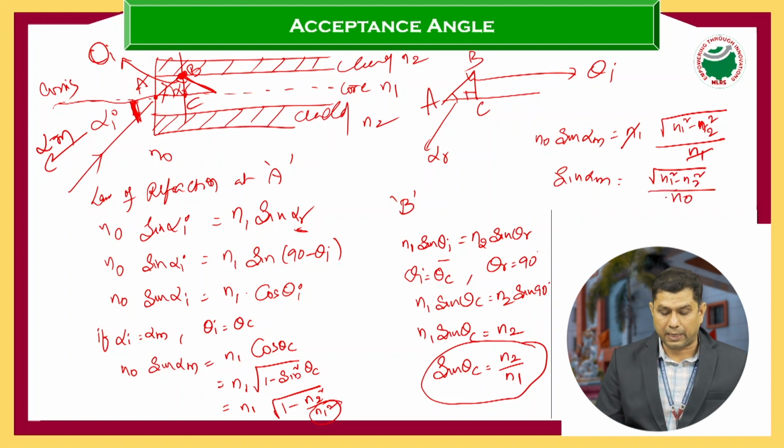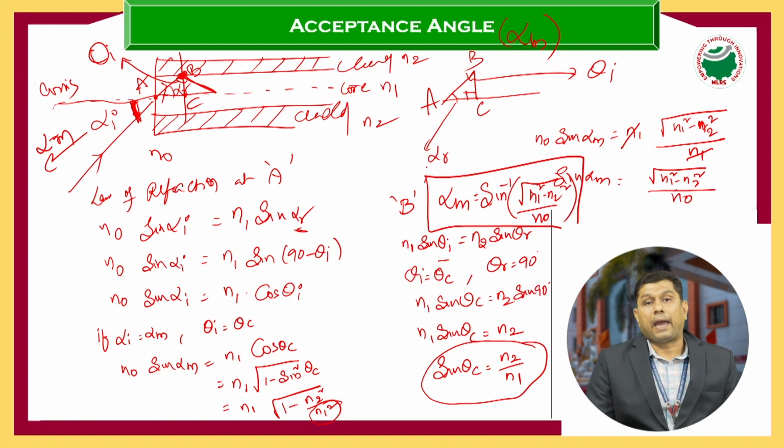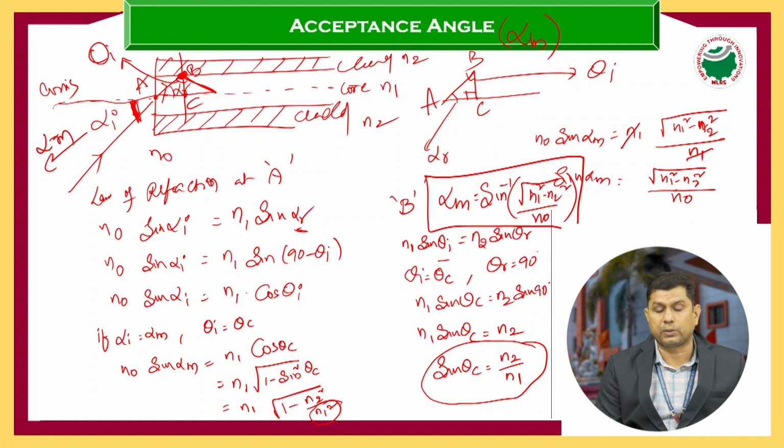Our target is to calculate the acceptance angle. I showed you the acceptance angle as alpha M. From here I need to calculate alpha M. Alpha M equals sine inverse of under root of N1 square minus N2 square by N0. This is your acceptance angle. If you know the refractive index of the core and clad and the medium where the fiber is present, then you can calculate the acceptance angle.